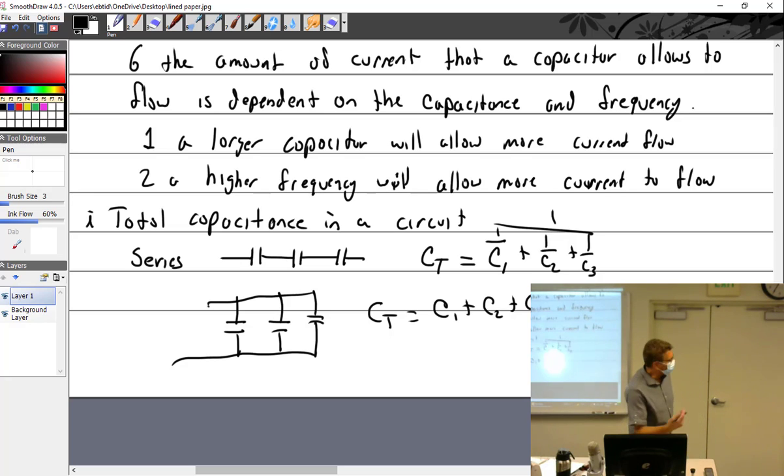Well, let's just look at parallel real quick and think about it. Well, we have electrons flowing this way and this way and this way. And what do they see? They see one large plate and another large plate. So you just add up the area of the plate.